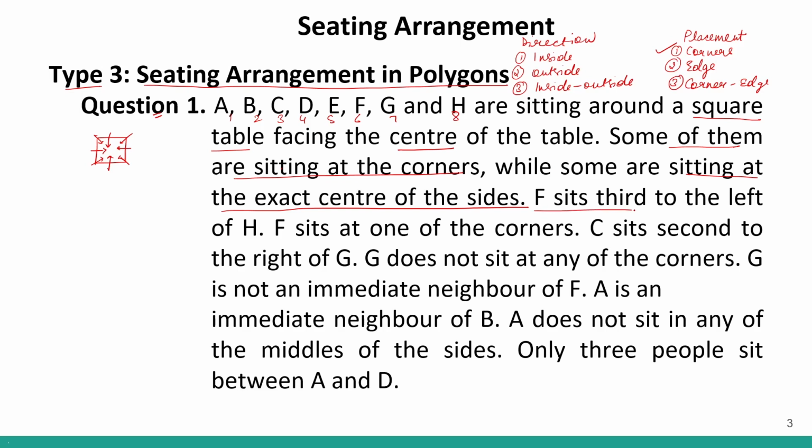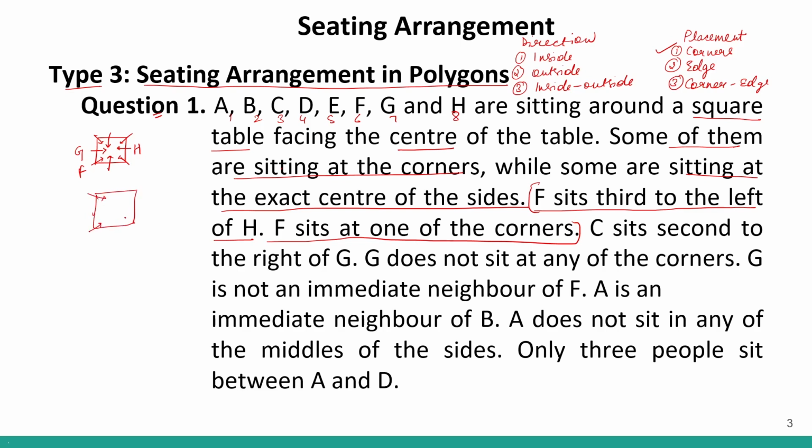It is given to us that F sits third to the left of H and F sits at one of the corners. So F sits at one of the corners, let us say F sits over here. And F is third to the left of H. So third to the left of H means H will sit over here. 1, 2, 3. Third to the left of H and F is at the corner. Now, C sits second to the right of G. G does not sit at any of the corners. So if G does not sit at corner, G can sit over here. Correct? G can sit over here, or we can have another possibility.